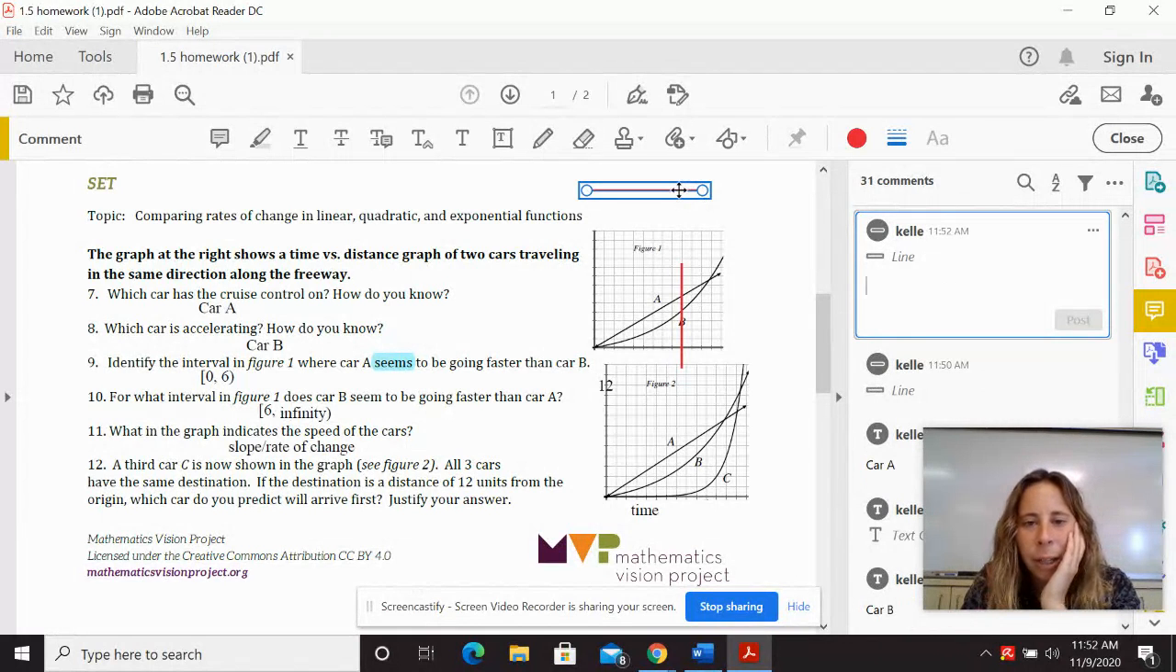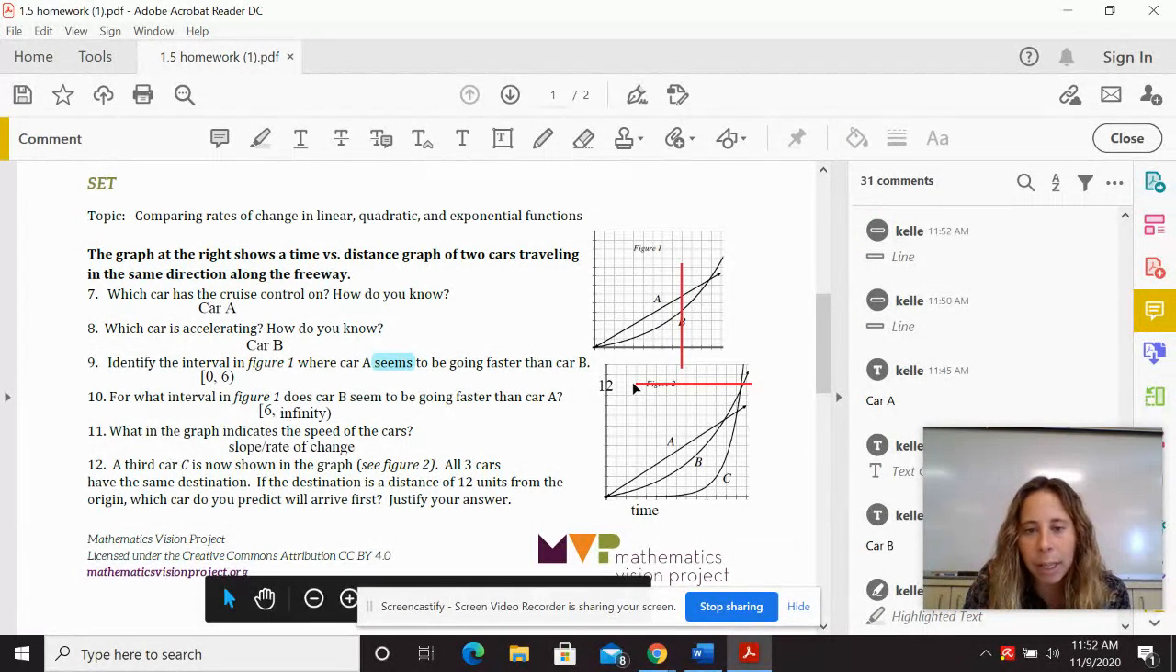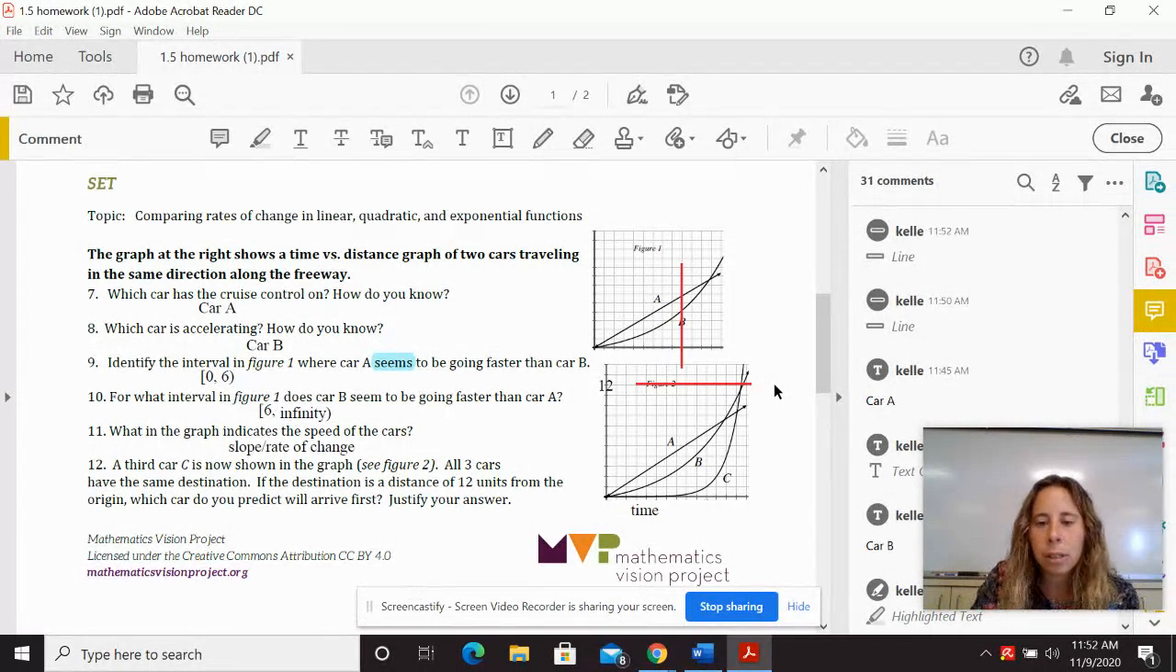Okay, that's pretty straight. So we're going to put that on 12. Oh, it's not long enough. There, okay. So which car gets there first? So that's where we're going, is we're getting to 12. This is the finish line. So which graph finishes first?